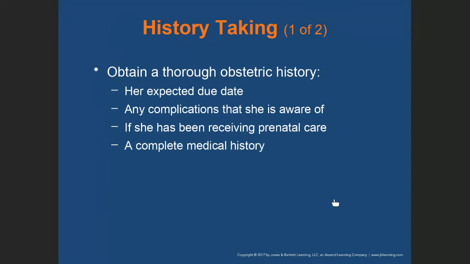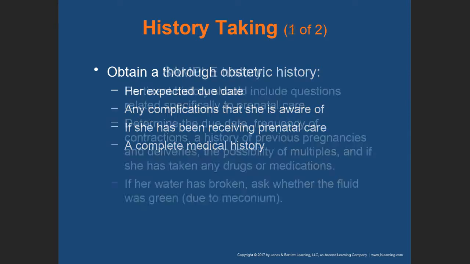Now, the history taking. Obtain a thorough obstetric history. So you have to ask questions about the pregnancy, right? When is the due date? Are there any complications expected? Are there any medical problems that have developed because of the pregnancy? Are you doing your regular clinic visits, right? So a history of the pregnancy is going to be important.